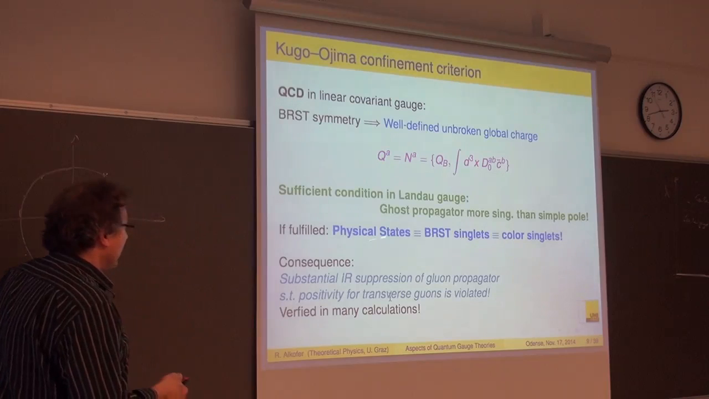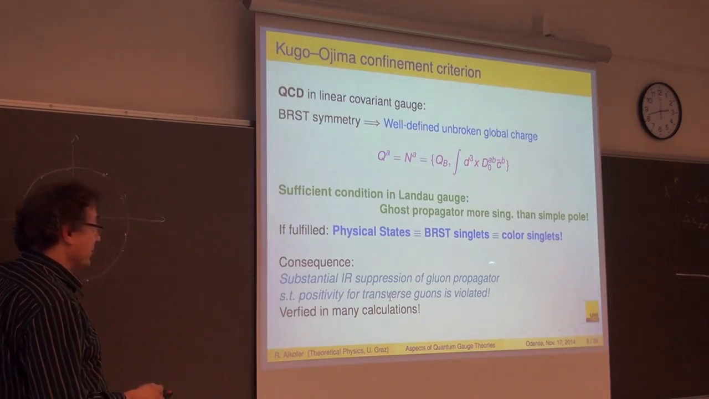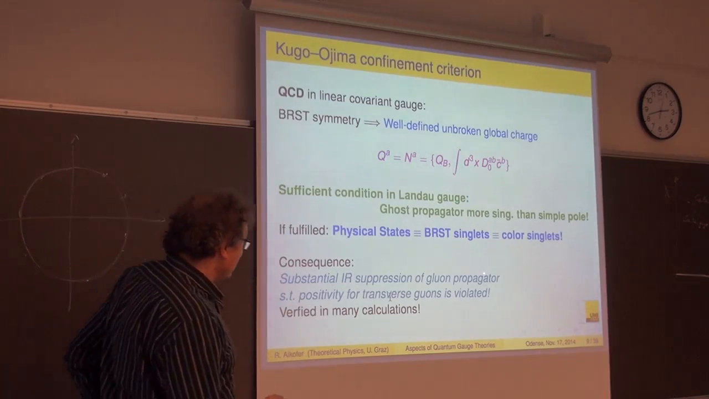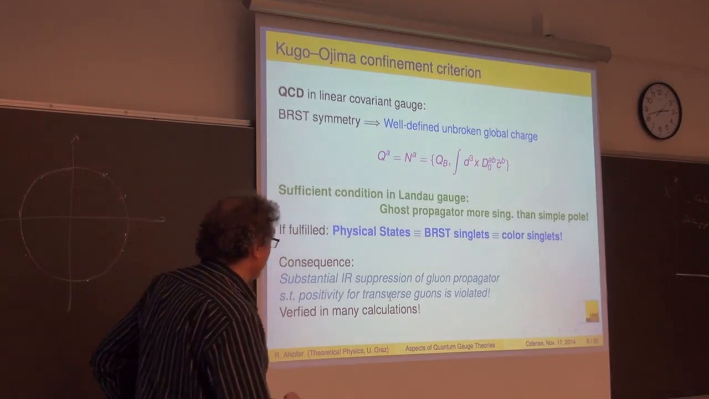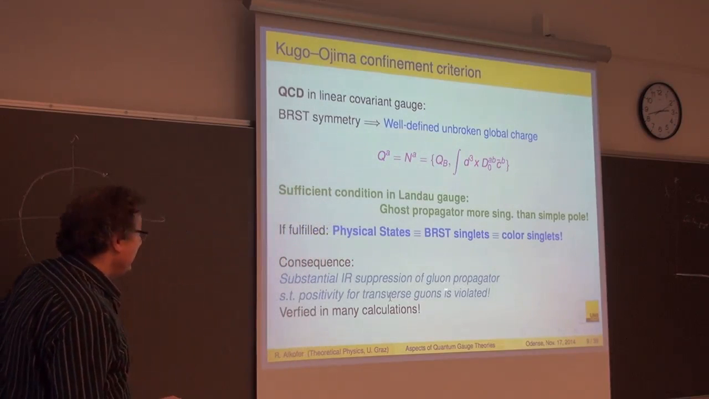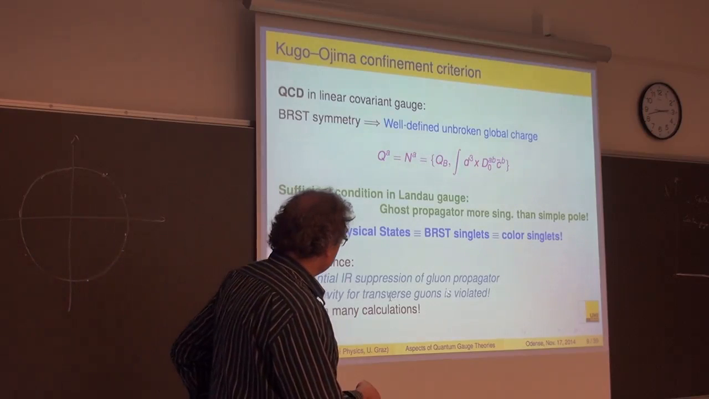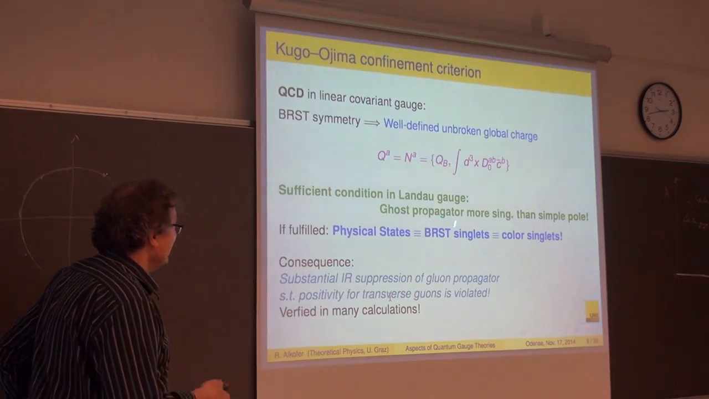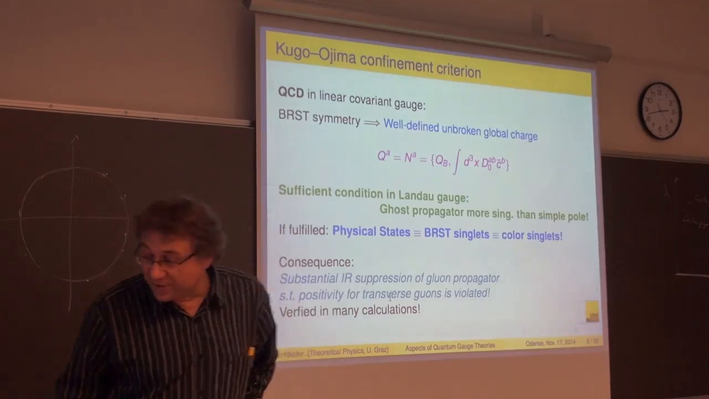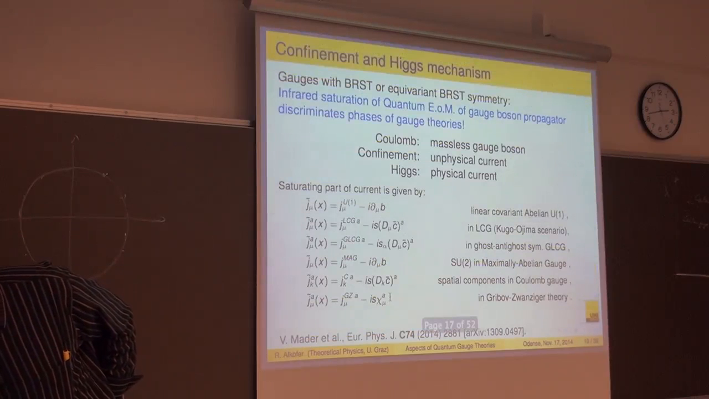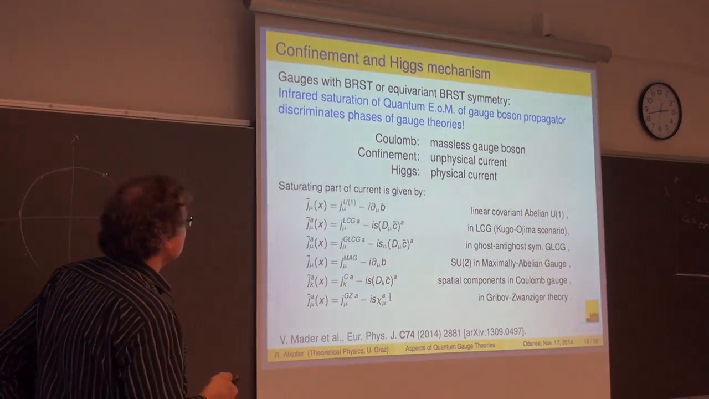One consequence of such a picture is that you get a substantial infrared suppression of the gluon propagator, so substantial that positivity for transverse gluons is violated. And this has been verified in many calculations, on the lattice and with functional methods. Whatever you do, as soon as you do some kind of complete calculation, you find that transverse gluons are positivity violating. Why is this interesting? Because a positivity violating state is of course an unphysical state.